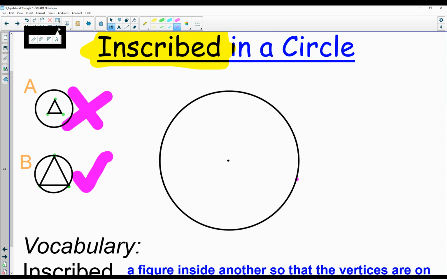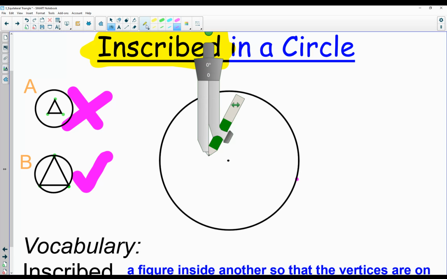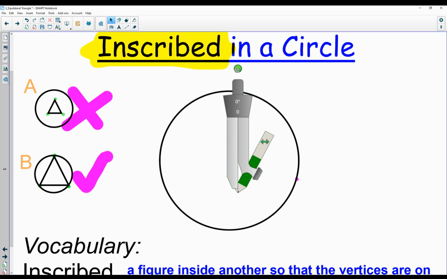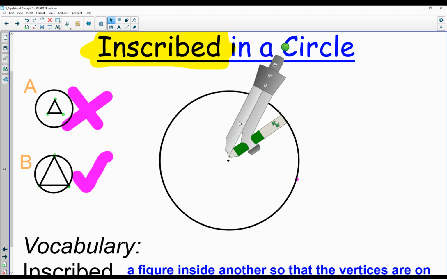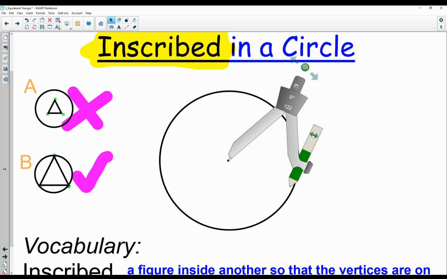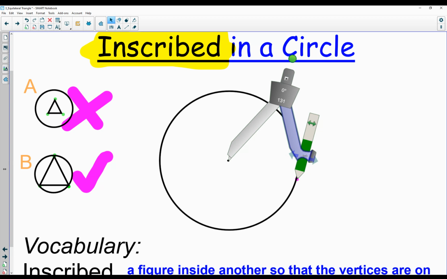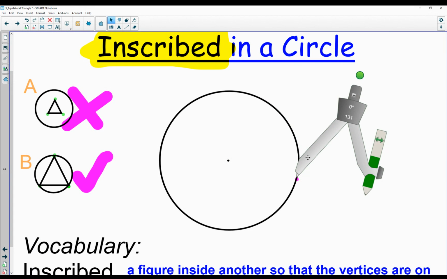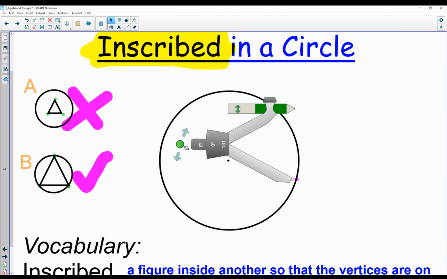Okay, next step is I need to take my compass, and I need to measure the width of the circle, or the radius of the circle. So to do that, remember the radius goes from the center of the circle to any point along the outside of the circle. And my point is right here, already labeled for me. I put a point. All right. Now I'm going to take this compass width, and I'm going to move it so that the needle is on the point on the outside of the circle, and I'm going to adjust it so that I bring my pencil pretty close to the perimeter of the circle.